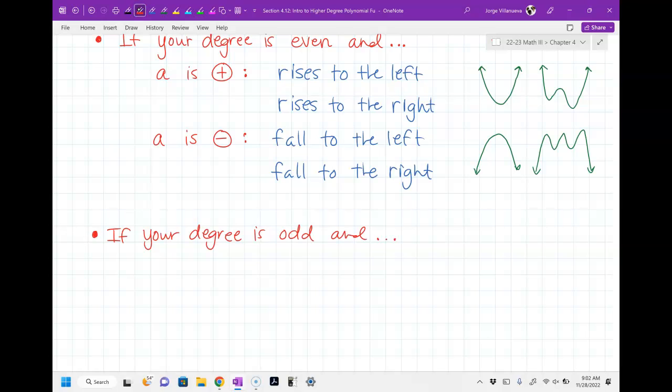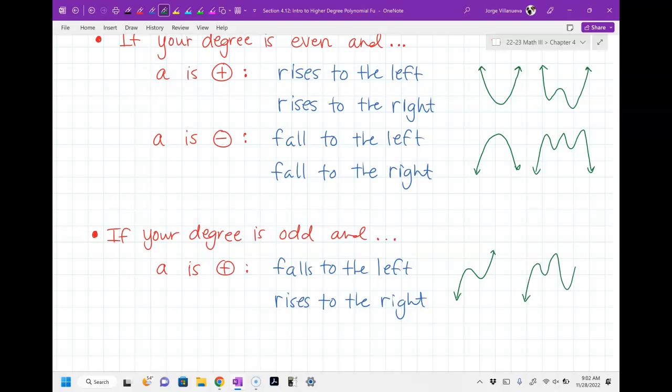All right, so if your degree is odd and A is positive, then your function is going to fall to the left and rise to the right. It falls to the left, rises to the right. So it might look something like this. Okay, those are some examples of it.